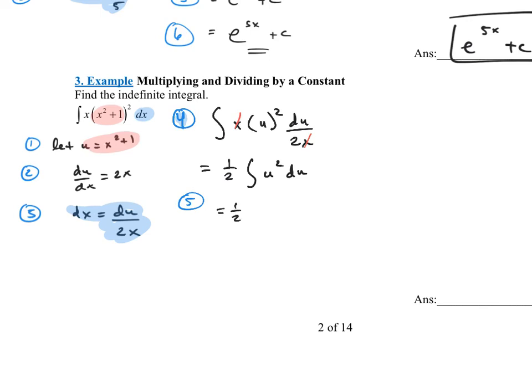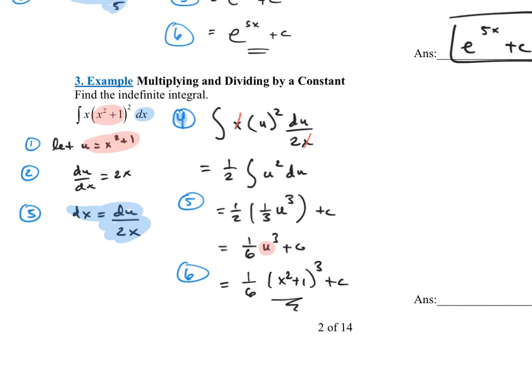So this would be 1/2 times, well, the integral of u squared would be 1/3 u cubed, or u cubed over 3. I just wrote it like that so you could see the constant multiples. So this would be 1/6 u cubed plus c. Okay, and then the final step that we need to do in this case is back substitute for u. So think about what was u. U in this case was x squared plus 1. So this would turn into 1/6 times x squared plus 1 quantity cubed plus c. And that should be our final answer.